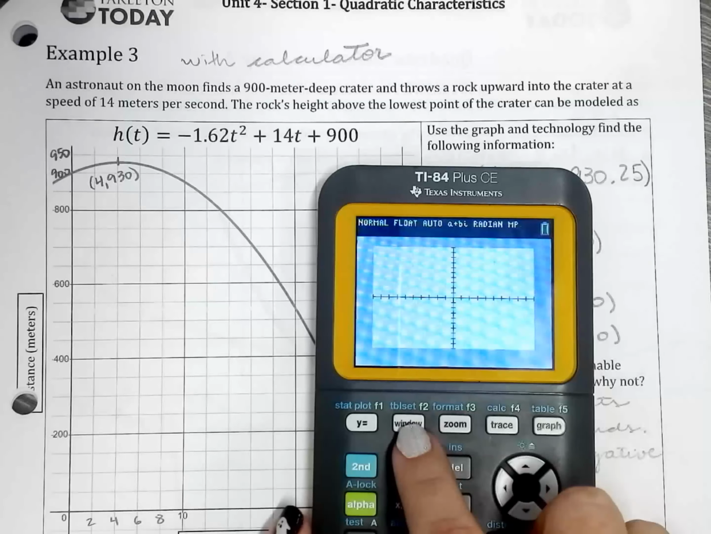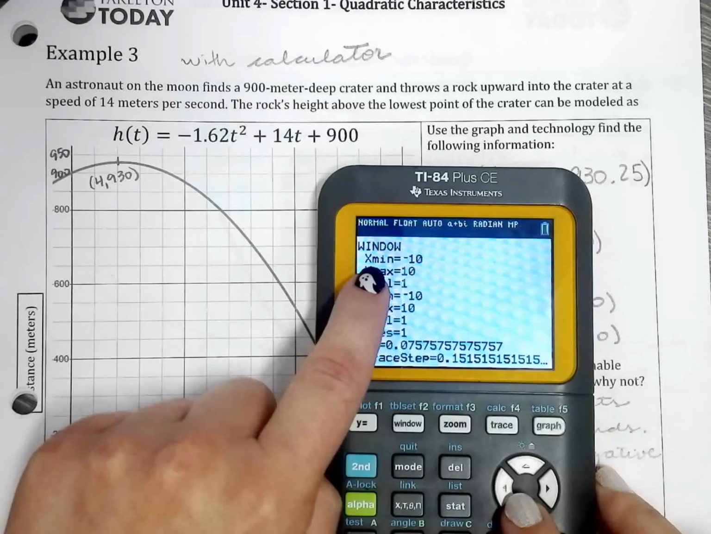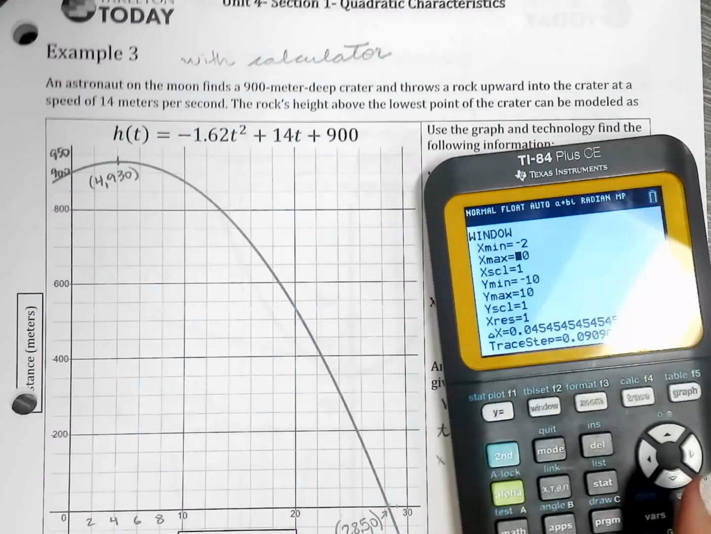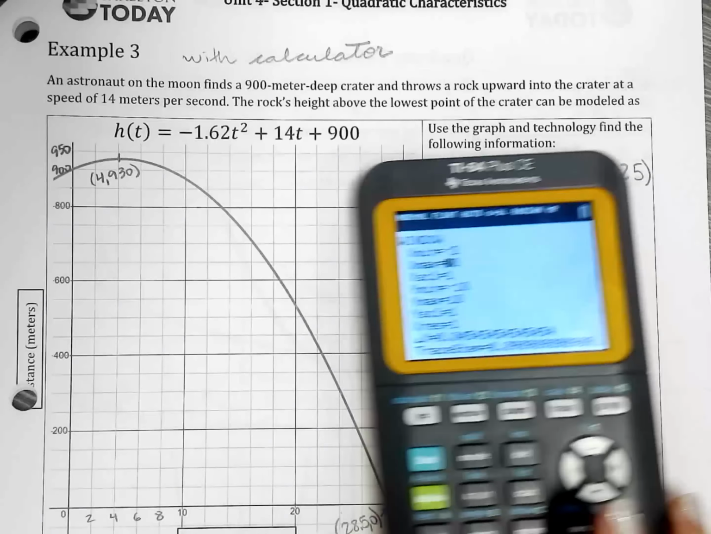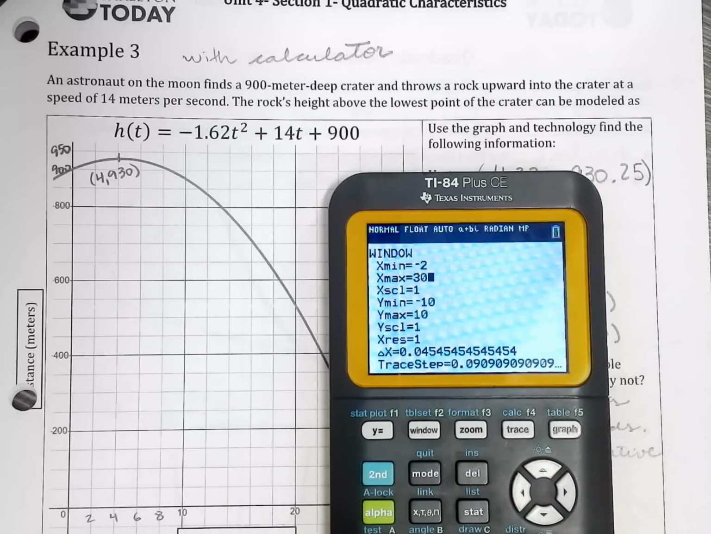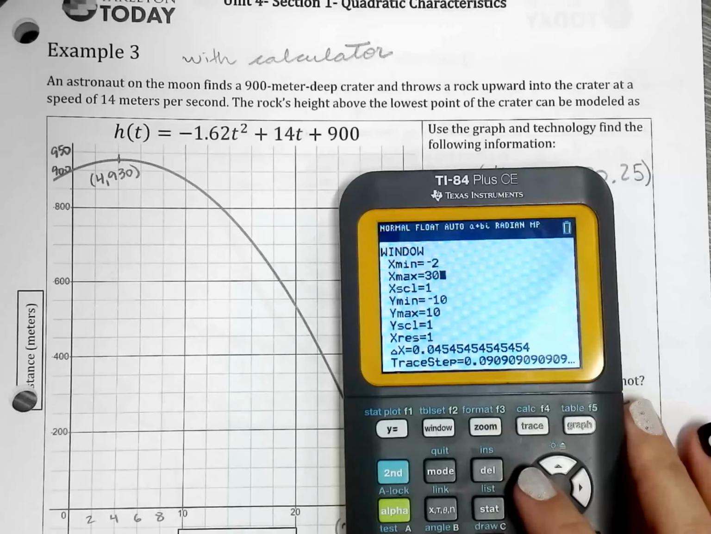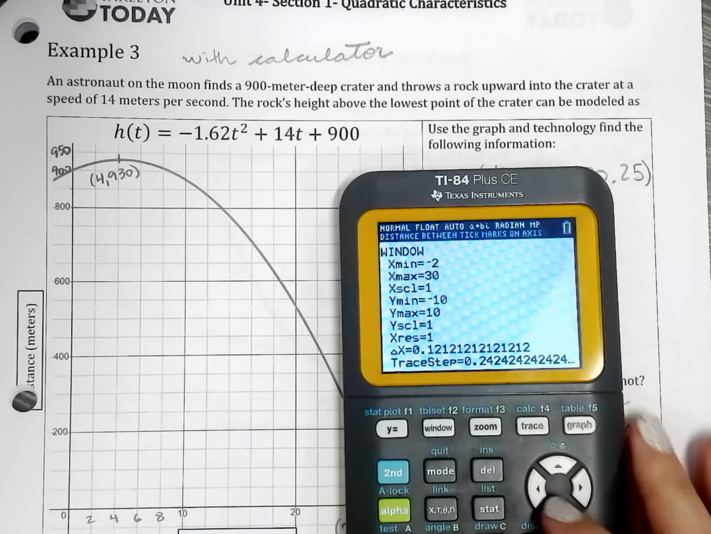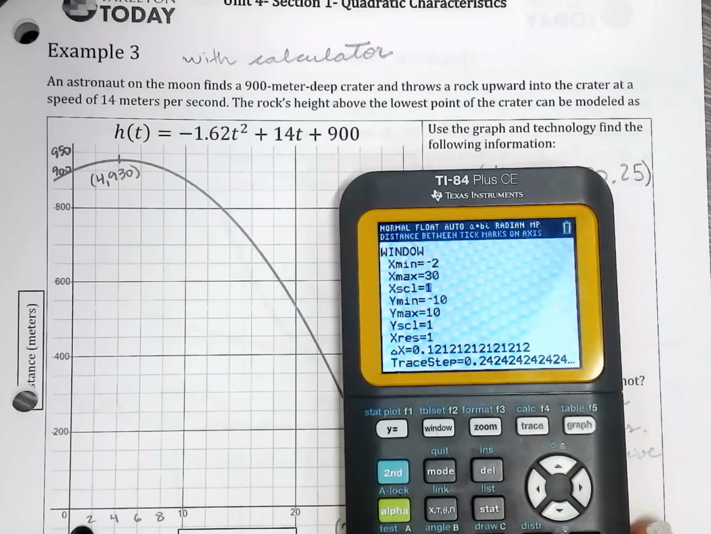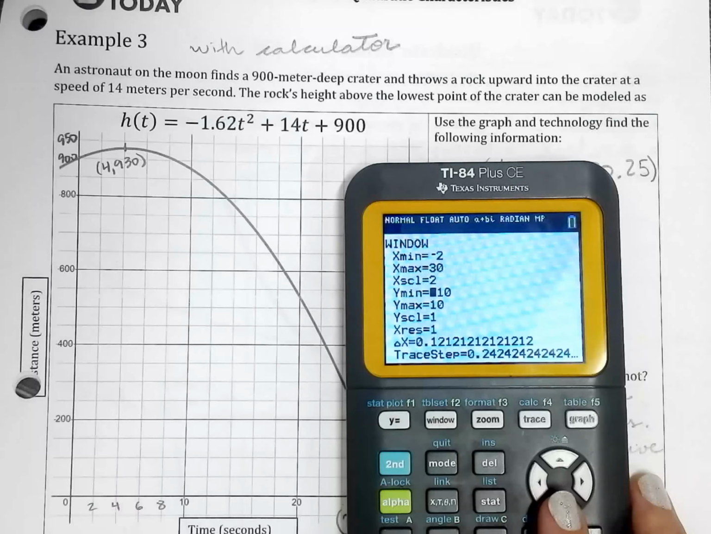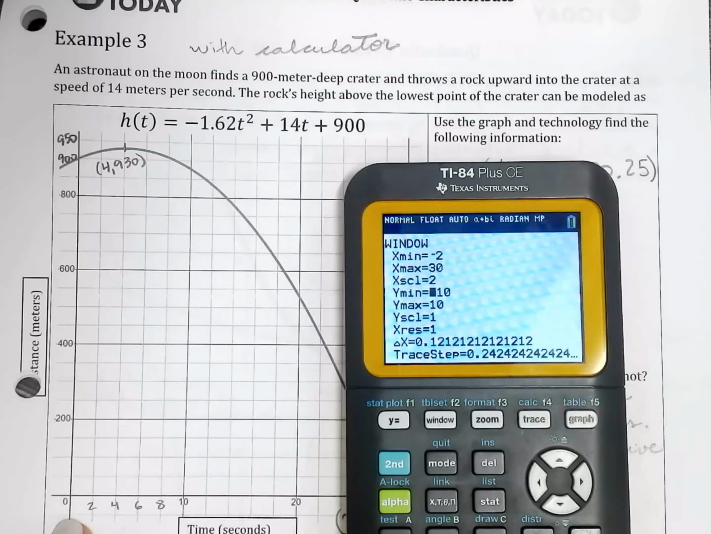So you're going to press window. The X minimum is going to be right there at -2. X maximum, it goes all the way over to 30. Is that 30? Yes. You can do 32 if you want. X scale, so it's changing by every 2. So 2 right there.